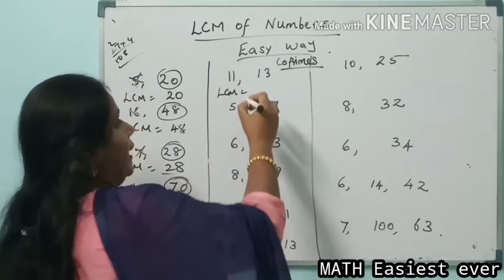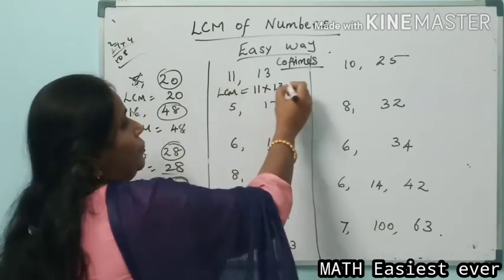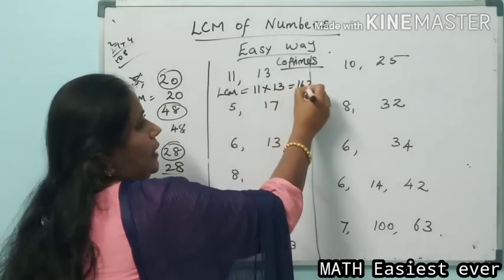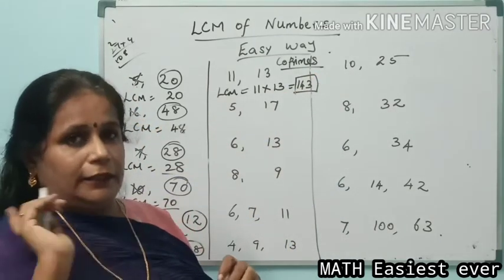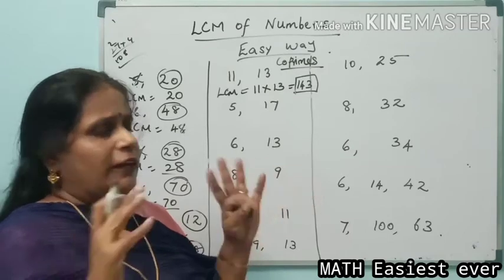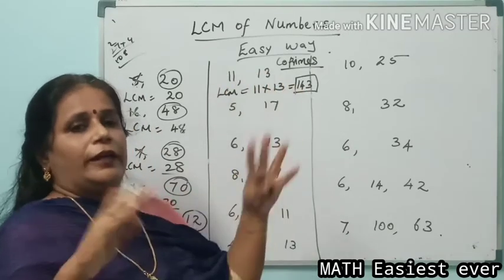So what is the product? LCM will be 11 into 13. 11 into 13 is 143. So 143 will be the LCM of 11 and 13. Did I take much time? No. Just by seeing the question, they don't have any common factor, so you find out the product.